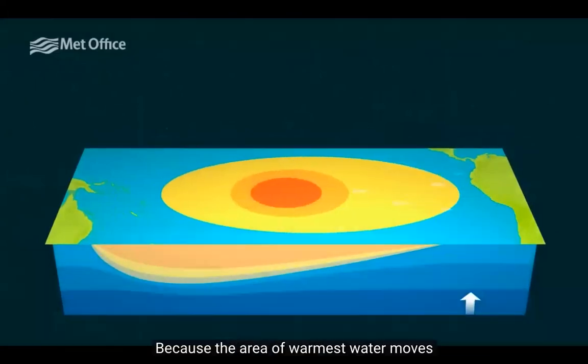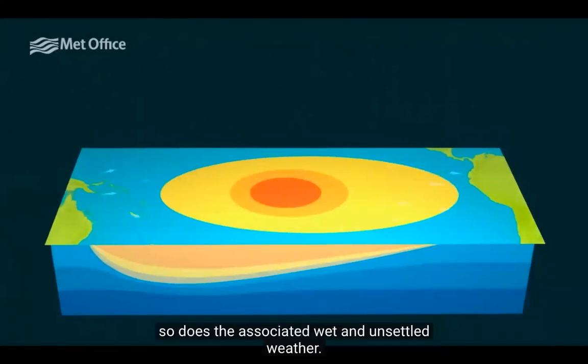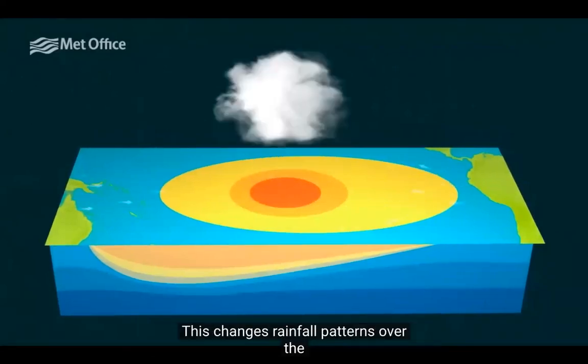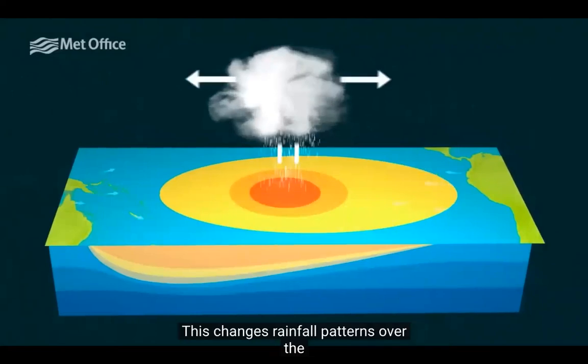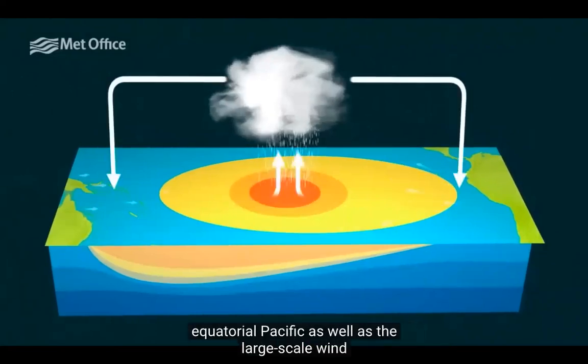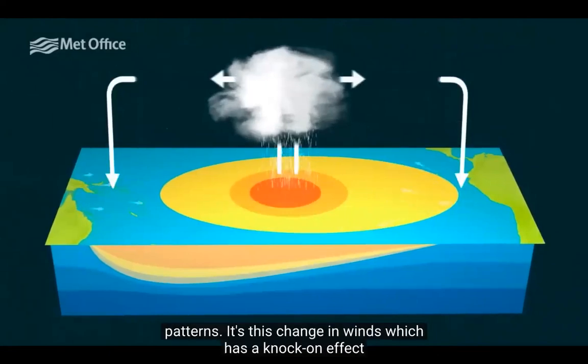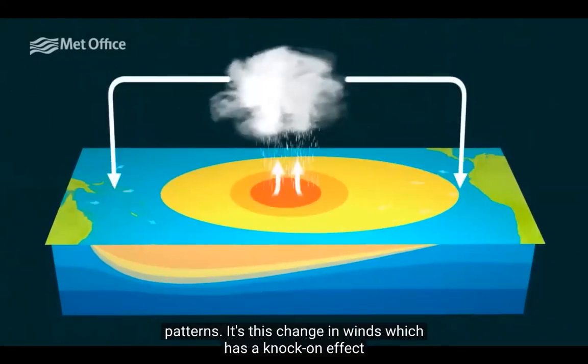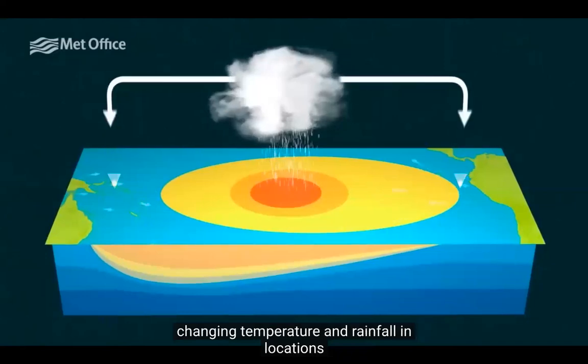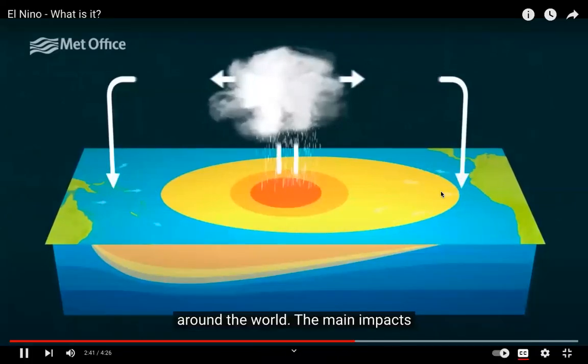Because the area of warmest water moves, so does the associated wet and unsettled weather. This changes rainfall patterns over the equatorial Pacific, as well as the large-scale wind patterns. It's this change in winds which has a knock-on effect, changing temperature and rainfall in locations around the world.